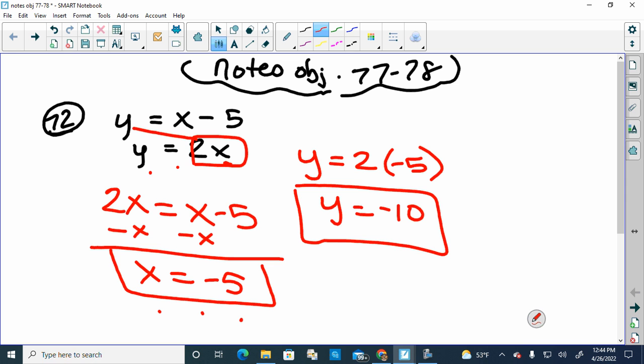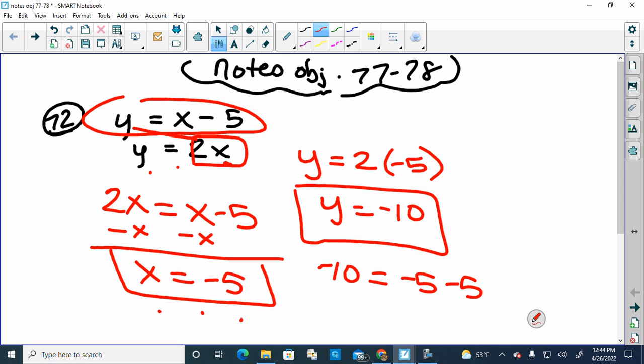Okay, so if x is a negative 5 and I decide to plug it into this equation, okay, I'm going to replace my y with a negative 10. Okay, and then I write my equals. And then we just said the x was a negative 5, and then I write the rest of the equation. So what you're checking is, does the left side equal the right side? Is it true? Yeah. So we know we did it right, okay?